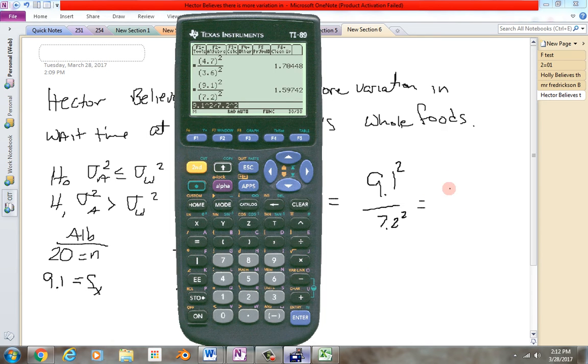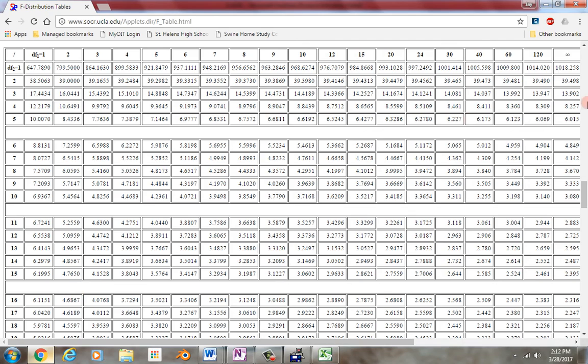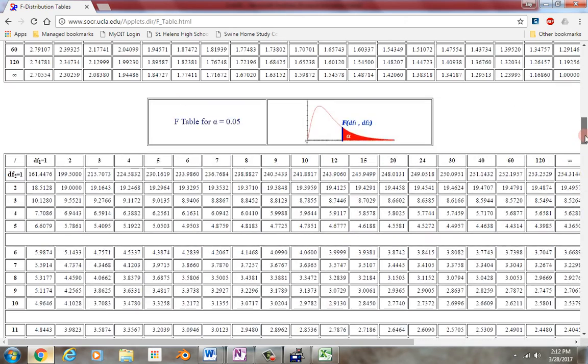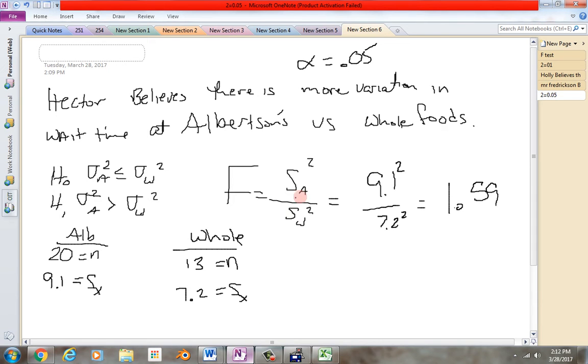Make 1.59. Okay. Let's say alpha is 0.05 just for a good time. So I'll just pull up the old chart here just for fun and see what you think. So here's 0.05 up here. And in my numerator, you notice I had Albertsons, so 19 and then 12 degrees of freedom.